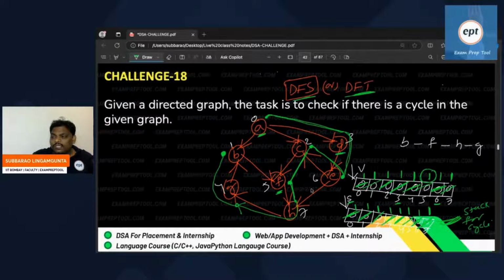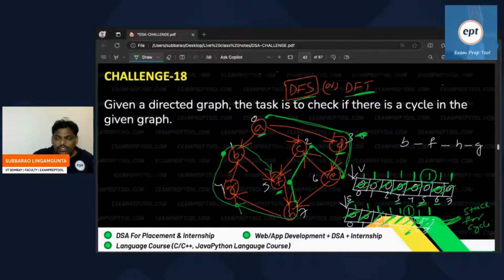And one more thing, is he there in the stack? 5 means the 5 number is 1 in the stack. Yes, an indication that it is there in the stack also. Means you are visiting the person who is already visited. Visiting someone who is already visited, that is called a cycle. And not only that, he is there in the stack. See, he is also visited, but no cycle.